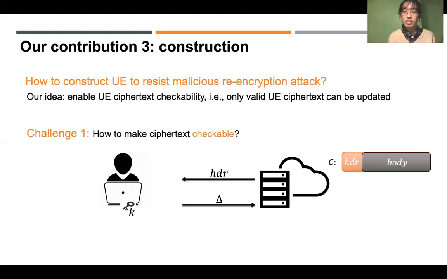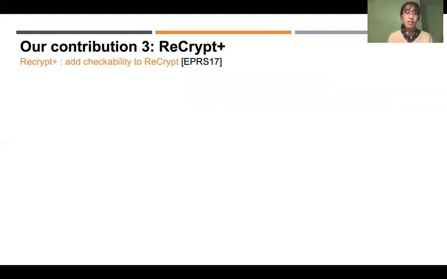Let's recall the UE paradigm. The ciphertext contains two portions, the header and the body, and the header is available to the client who has the secret key. Then we break down the check into two steps. First, we bind the two portions of the ciphertext, and then we make the header itself checkable with the secret key. That means the bound body will be checkable. Concretely, let's take a look at our construction, ReEncryption Plus. How does it achieve the two steps?